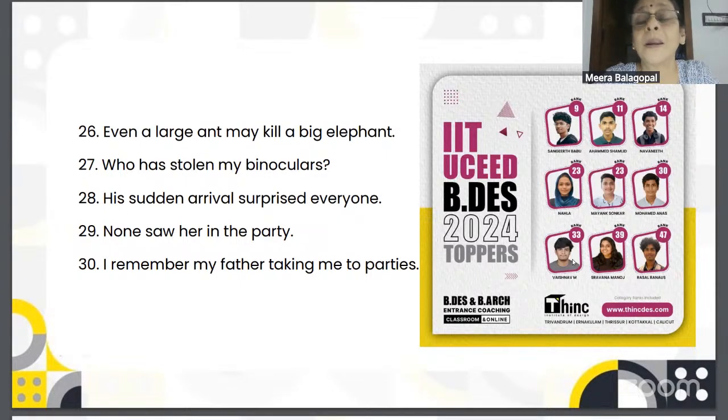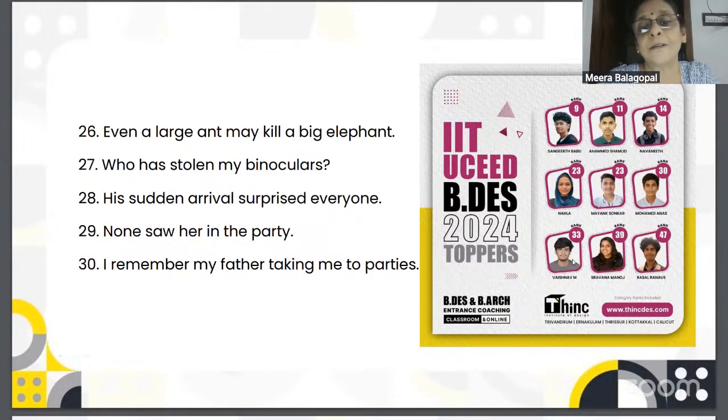None saw her in the party. None saw her in the party is passive voice again. You have to change it into active voice. It will be, no one saw her in the party.